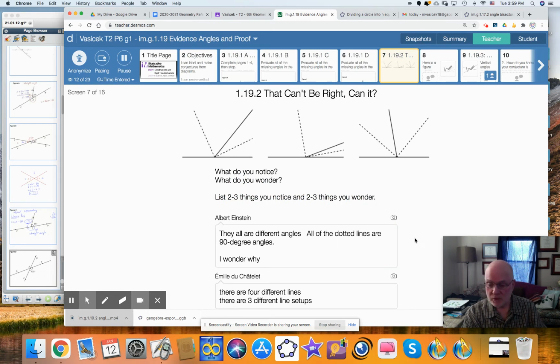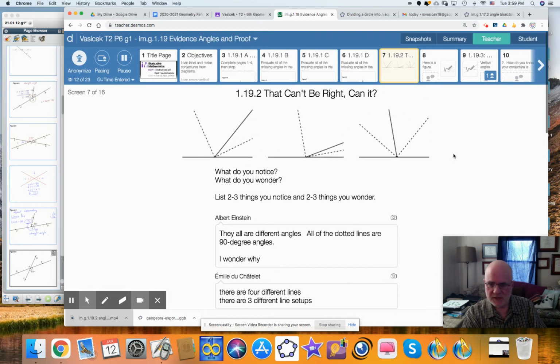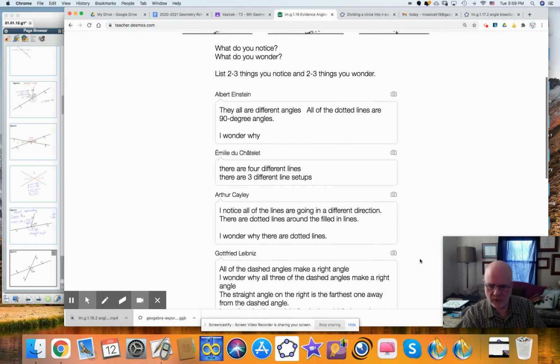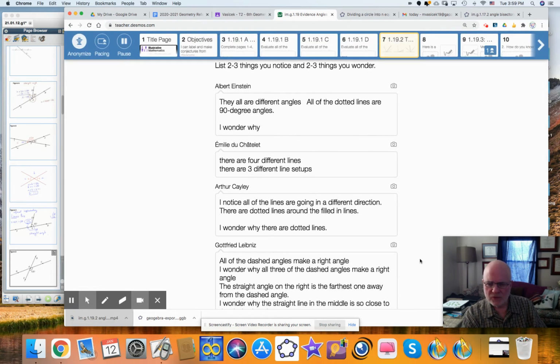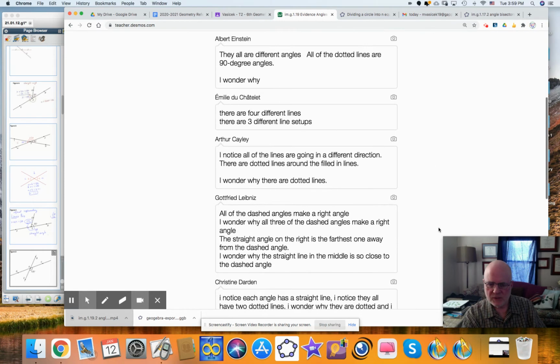Well, I wonder if that's true. That's certainly a good observation. They look like they're 90. There are 4 different lines, 3 different line setups. I don't count 4. I count 1, 2, 3, 4, 5. One line and 3 rays, but that's okay. Notice the lines are going in different directions. There are dotted lines all around the filled-in lines, except for this side, of course. So they're between them. That's interesting.